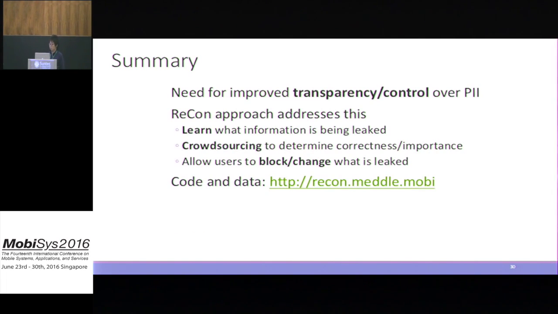To wrap up, our work addressed the lack of transparency and control over PII leaks in today's mobile devices. And we did that by learning how PII is being leaked, crowdsourcing to help continuously improve the prediction, and also allowing users to block or change what is being leaked. Our analysis code is open source, and all the anonymized data is publicly available.